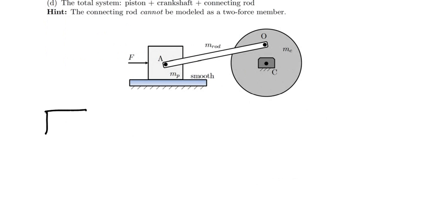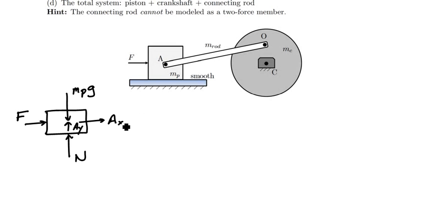So if I start with just the piston, we know we're going to have the applied force F. We will have the weight of the piston itself, so we'll have mp times g. We will have a normal force acting from the contact with ground, N. And then because the connecting rod cannot act as a two-force member, we'll have two additional forces at point A, which I'm going to call AY and AX. And these will be due to the pin joint connection right there.